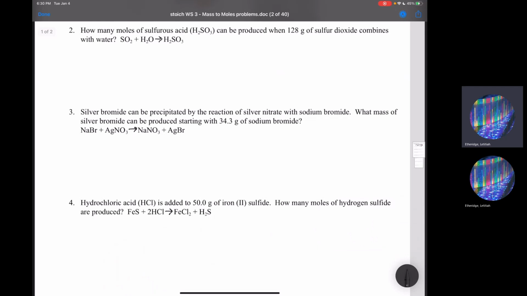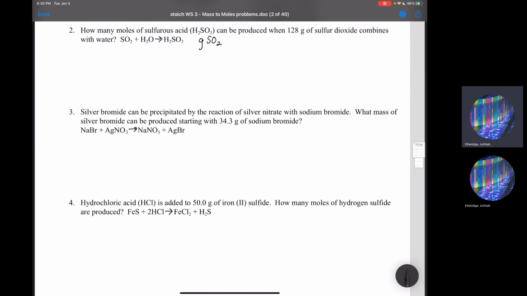Okay. So we have moles of sulfuric acid. It's asking me how many moles of sulfuric acid can be produced when 120 grams of sulfur dioxide combines with water. So what you need to identify is where you're starting and where you need to go, right? You are starting with grams of sulfur dioxide, and you need to make your way to moles of sulfuric acid. There is only one way to get there.